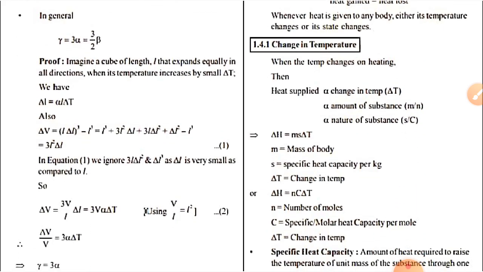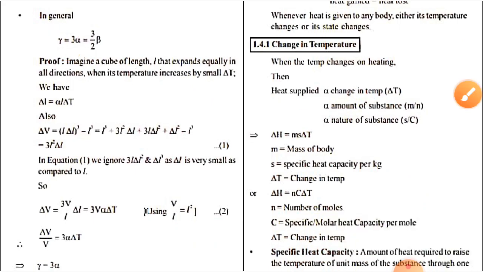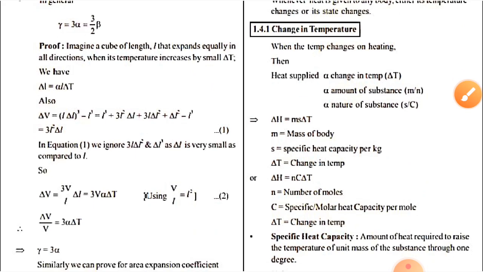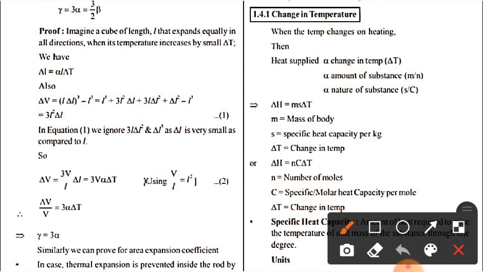Now see, we have one equation, gamma is equal to 3 into alpha, right? We know gamma is the volume coefficient, and alpha is the coefficient of linear expansion, and beta is the coefficient of areal expansion. Now we have to prove this formula, gamma is equal to 3 alpha. So we have to start from the linear expansion formula, delta L is equal to alpha L delta T, right?